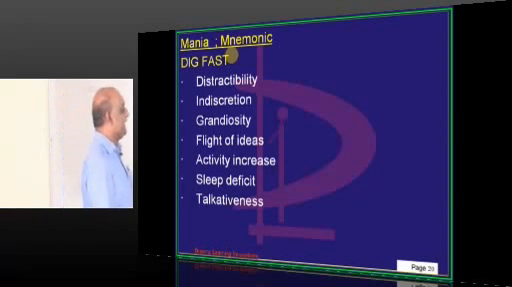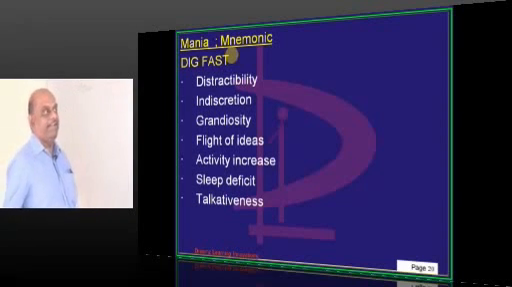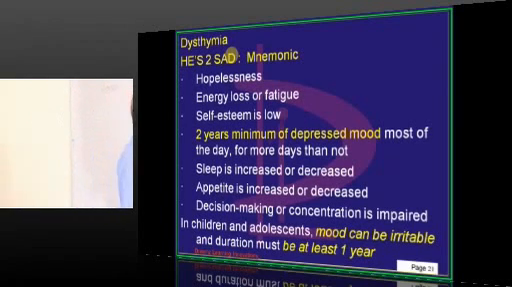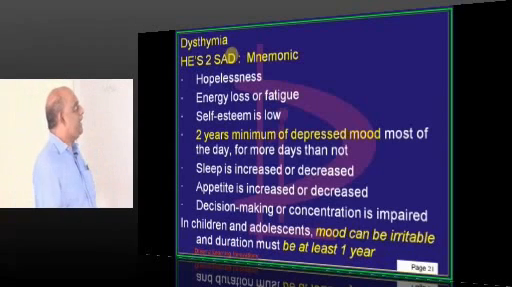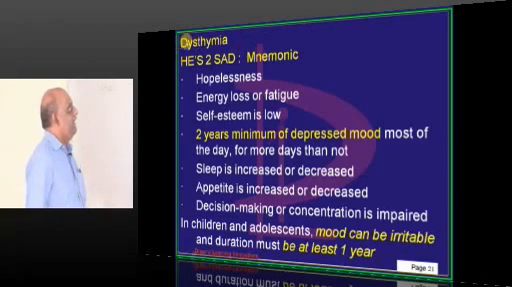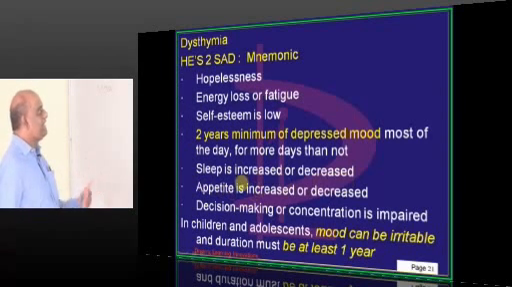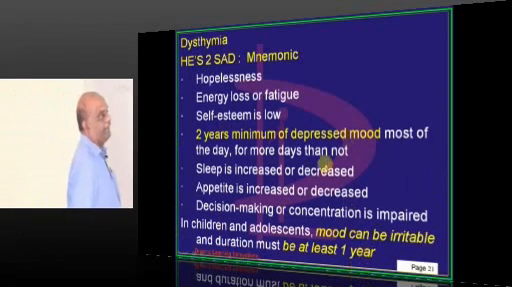So increased activity, sleep difficulty, talkativeness, they are all features of mania. Then how do you remember dysthymia? Two years, you will remember the duration. He is too sad is the way to remember. Hopelessness, loss of energy, fatigue, low self-esteem, two years. Depressed mood, sleep increased or decreased, appetite increased or decreased, impaired decision making, etc., is what needs to be remembered.